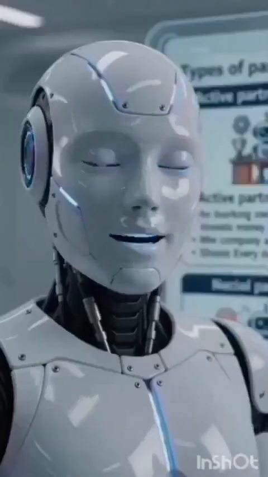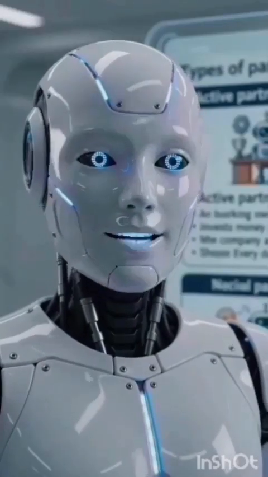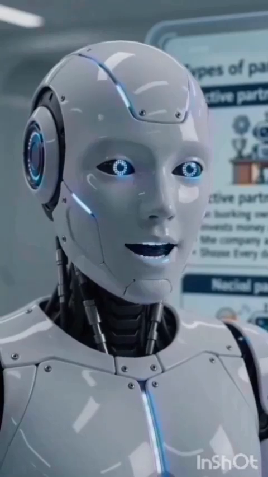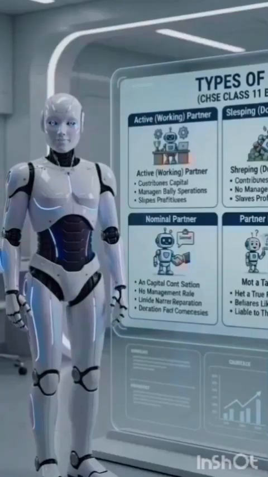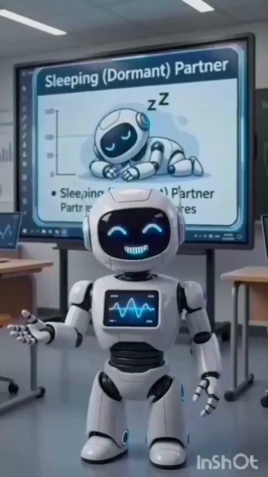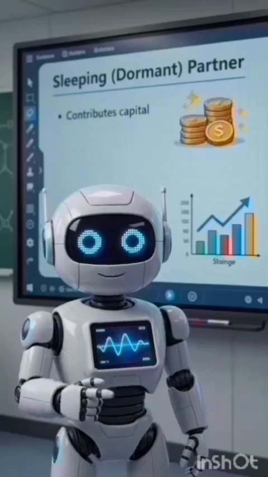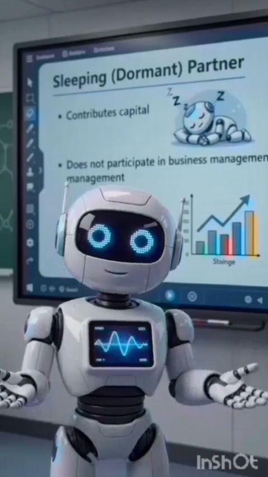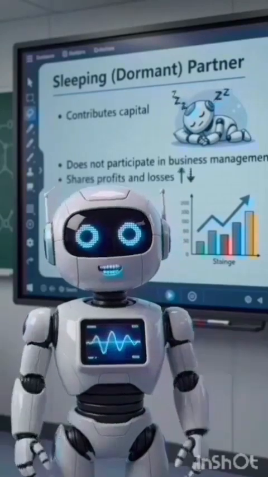Types of partners. Active partners. An active partner, or working partner, is a business owner who invests money and helps run the company every day. Sleeping partner. Contributes capital. Does not participate in business management. Shares profits and losses.